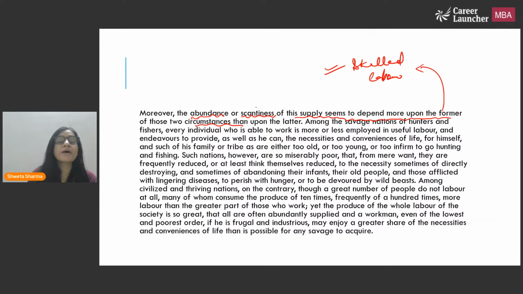So, moreover, the abundance, that is more than required, or scanty, that is dearth, or less supply. Scantiness of supply seems to depend more upon the former of these two. So it will depend on how skilled the labor is than upon the latter, as in the ratio it refers to. And among the savage nations of hunters and fishers. So, what does it mean to say savage nation of hunters and fishers?